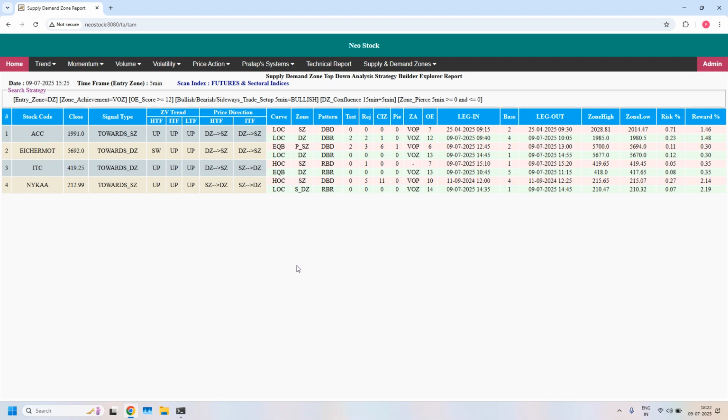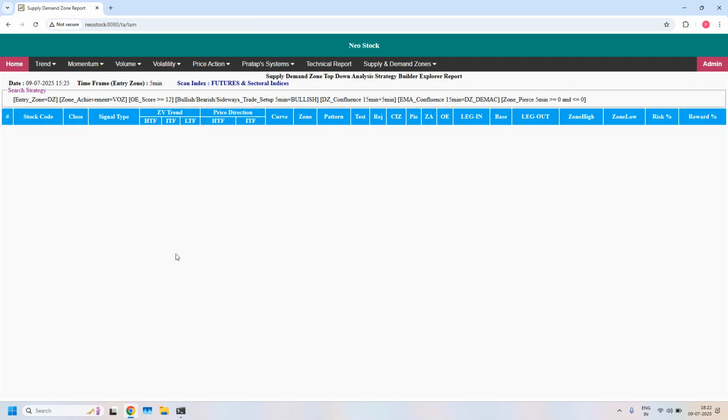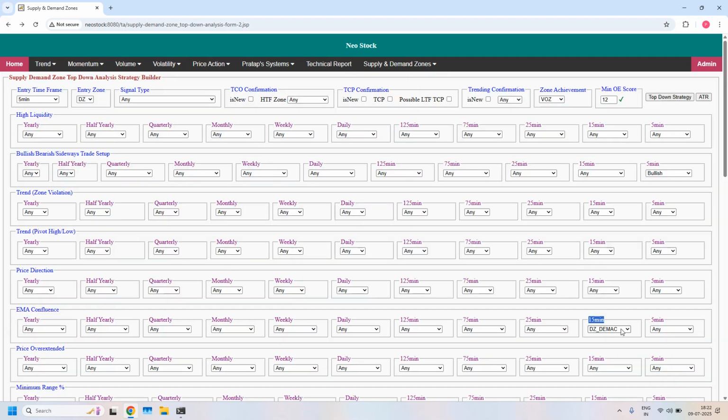Let's verify if any 15 minutes demand zones are having daily EMA confluence. So none of the stocks are filtered. High probability stocks did not filter. Next we will look into LTF, ITF, HTF demand zone confluence supported stocks.